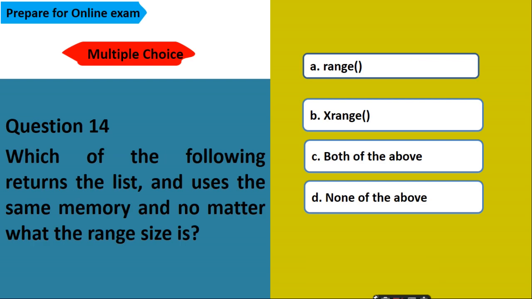Which of the following returns the list and uses the same memory no matter what the range size is? Options are A, range function, B, xrange function, C, both range and xrange, and D, none of the above, meaning not range or xrange. And the correct answer is A. We are using the range function.